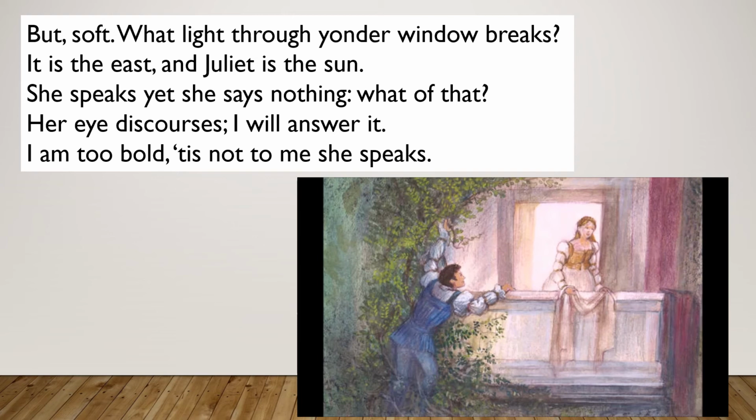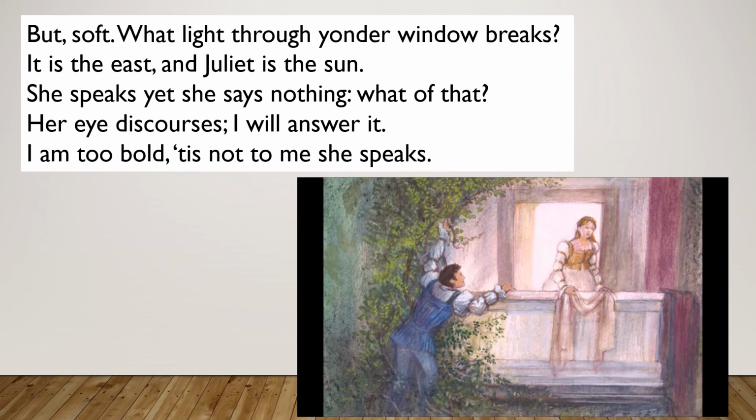But soft, what light through yonder window breaks? It is the east, and Juliet is the sun. She speaks, yet she says nothing. What of that? Her eye discourses, I will answer it. I am too bold, 'tis not to me she speaks.